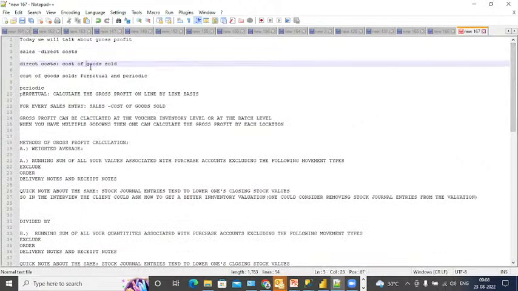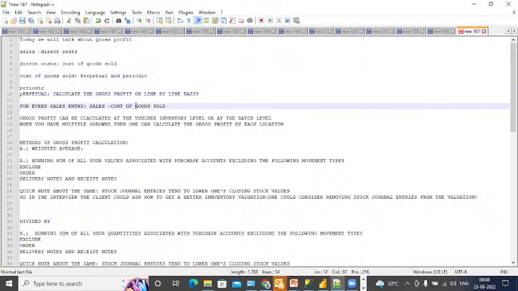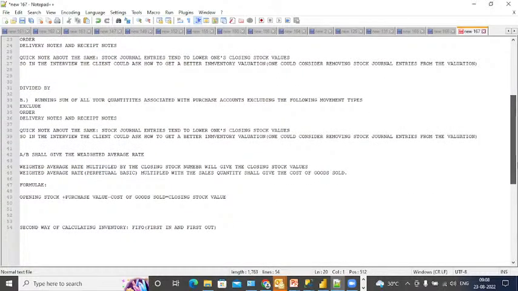What is cost of goods sold? What is the direct cost? Perpetual and periodic. Perpetual is line by line, periodic is what tally gives, and this is the gross profit. And then gross profit you can do it by weighted average and FIFO, and then this is it.